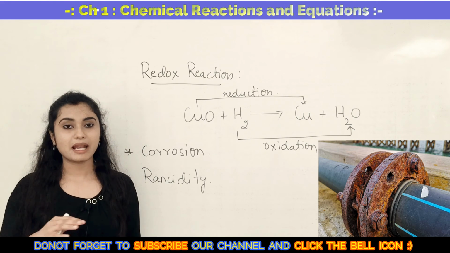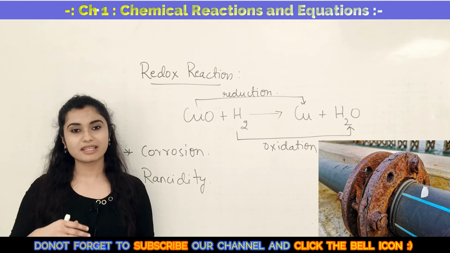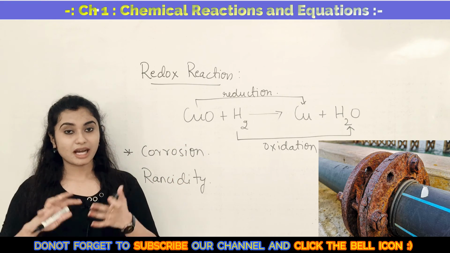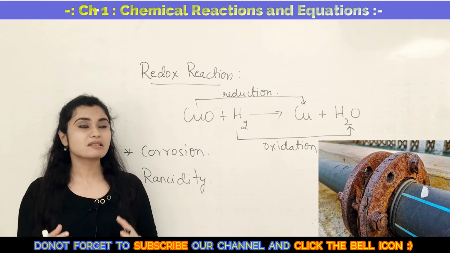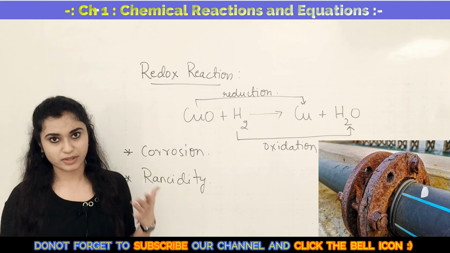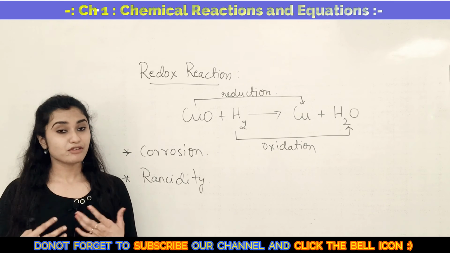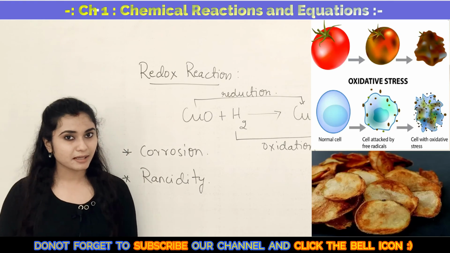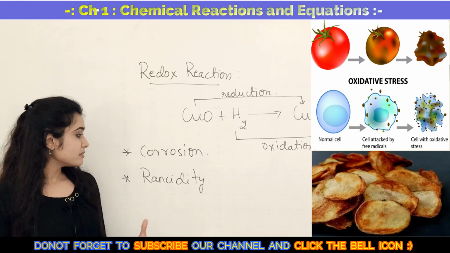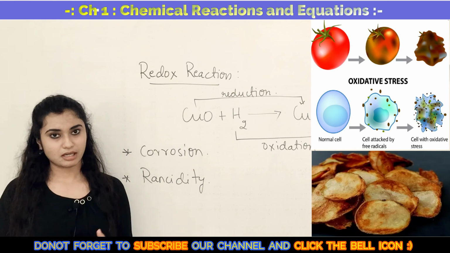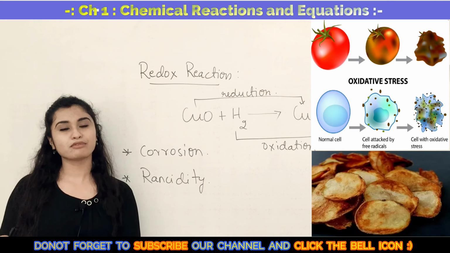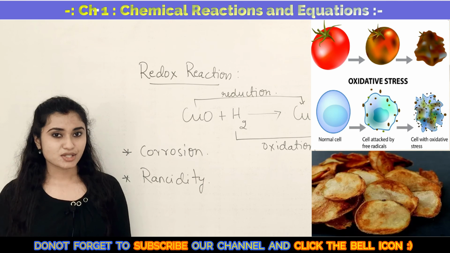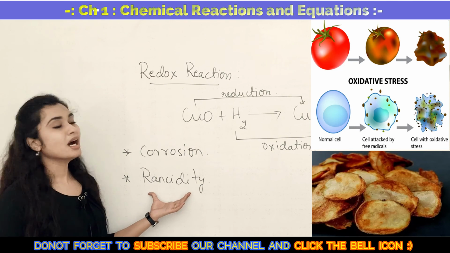For example, a black coating on silver, a greenish coating on copper, and a reddish brown color on iron which you call rust. These are all examples of corrosion. The second effect is rancidity. Have you ever tasted or smelled fats or oils which have been kept for a longer time? Actually what happens is the fats or oils which have been kept for a longer time get oxidized and their smell and taste get changed. So this condition you call rancidity.